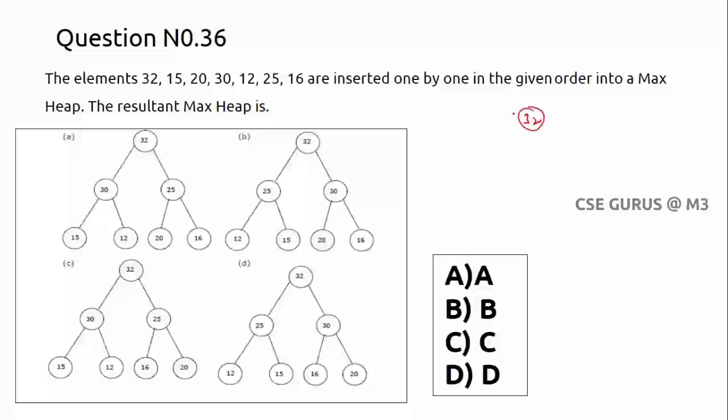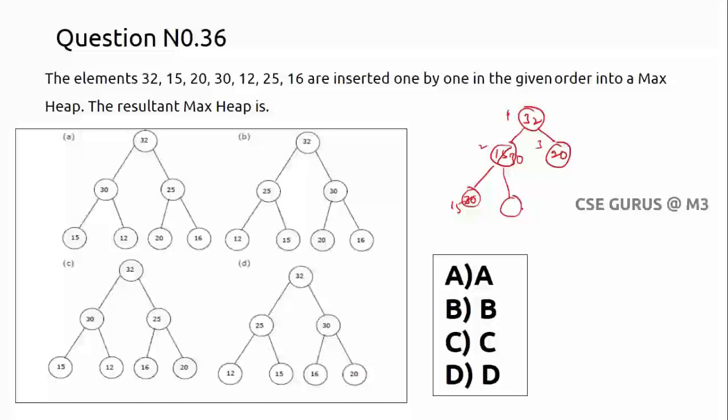Initially root node 32, then 15 here. How to insert, I explained in my previous questions. This is the first node, second node, third node, next fourth node, fifth node, and every time, check the max heap property. 15 is less than 32, fine. 20 is less than 32, fine. Next element 30. Is 30 less than 15? No. Then swap: 15 here, 30 here.